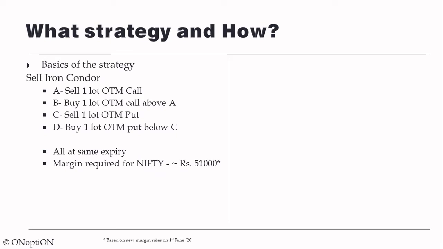So what is this strategy? This is none other than the sell Iron Condor strategy, a very popular one. You have to sell one lot of out of the money call option and buy one lot of out of the money call option above the strike which you sold. Similarly, you have to sell one lot of out of the money put option and buy one lot of out of the money put option below the strike where you sold. All strikes should be at the same expiry.